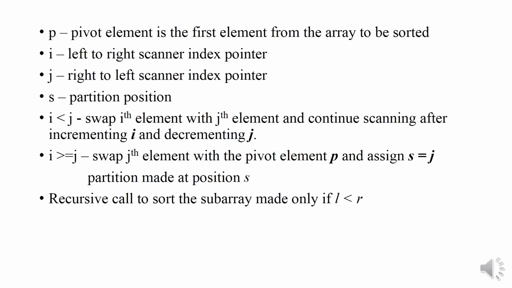If I is less than j, that is when the scanning process stops, we need to swap the ith element with the jth element, increment I, decrement j, and continue the scanning process. If I is greater than or equal to j, then swap the jth element with the pivot element p and assign s the value of j, which implies the partition was made at position s. Recursive call to sort the subarray, either the left subarray or right subarray, is done only if L is less than R.